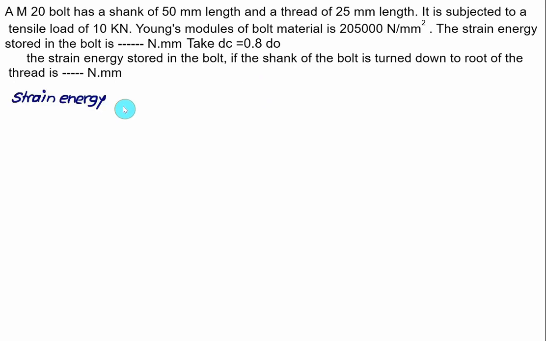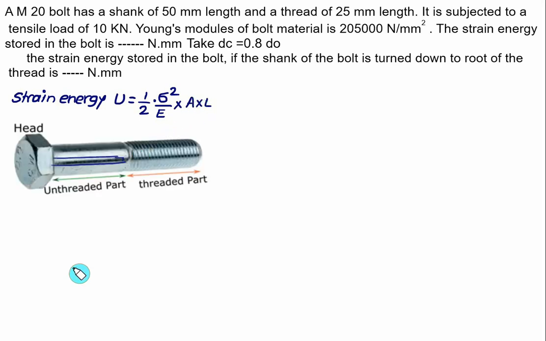The strain energy U, that is the total strain energy, is given as 1 by 2 into stress, that is the normal stress square, divided by Young's modulus E multiplied by the volume, that equals area multiplied by length L. So let's consider here we have a bolt. This one is representing the shank, which is the unthreaded part, and then the remaining is the threaded part. Let's say here LD is the length of unthreaded part, LT is the length of threaded part.